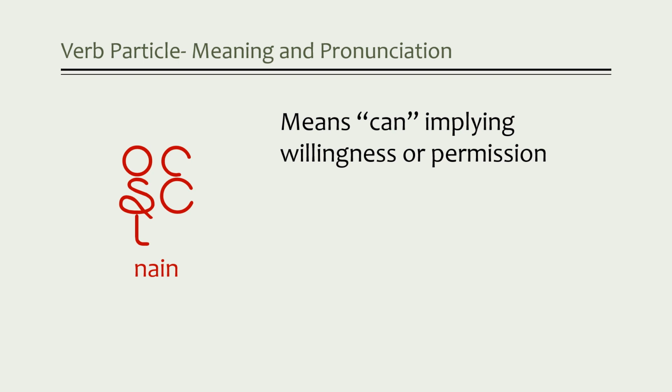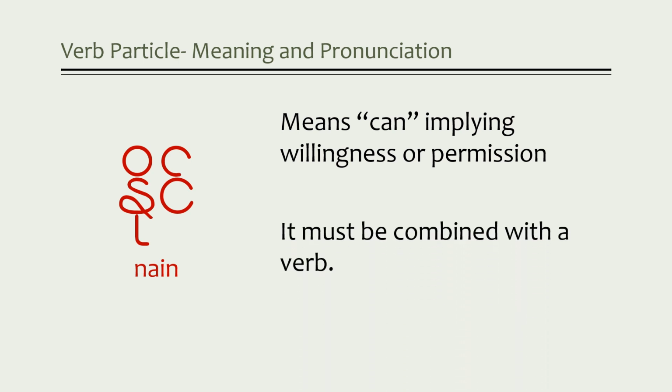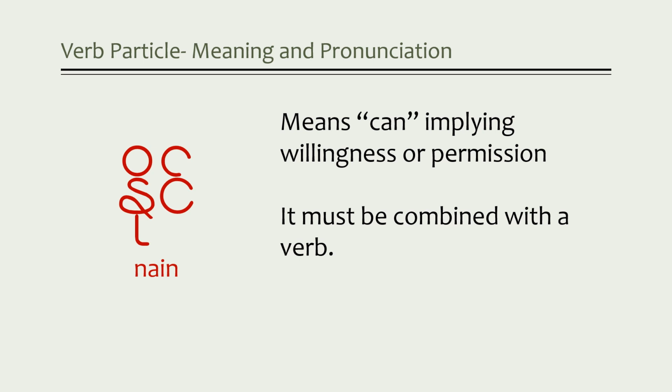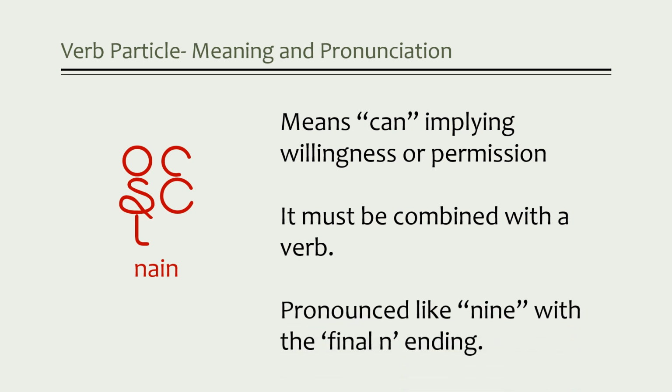So that you can go, you're able to go. Now, this particle is always combined with a verb. In our example here, the verb to go. It's pronounced like the word nain, but with the final N sound, where that final N is barely discernible. Nain.